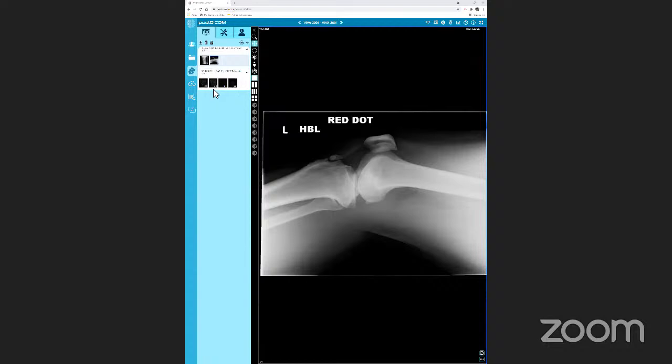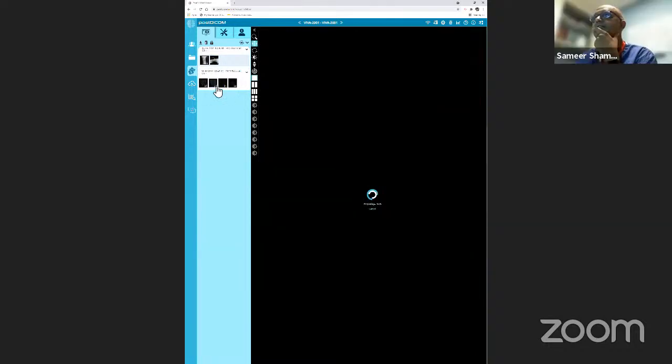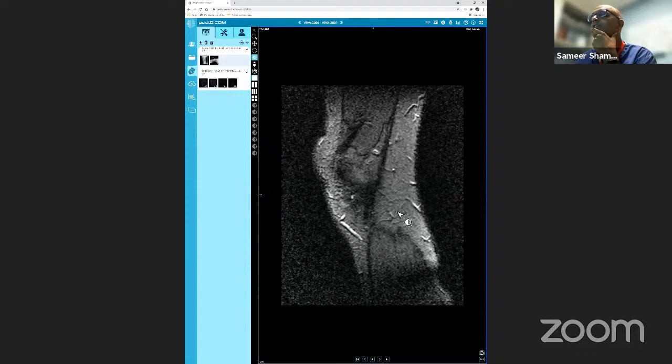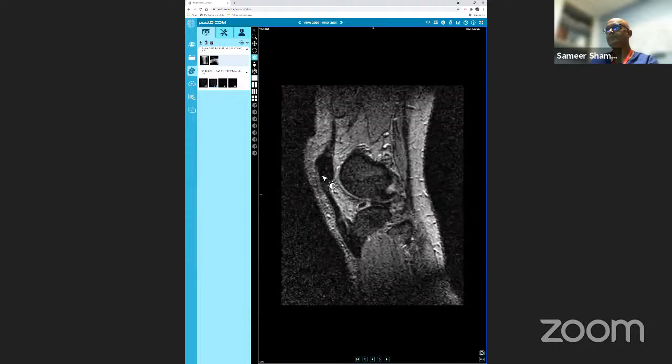Have I got control? Yes. I would just say go on to the MR straight away. So click on the image, and then you can work from it.